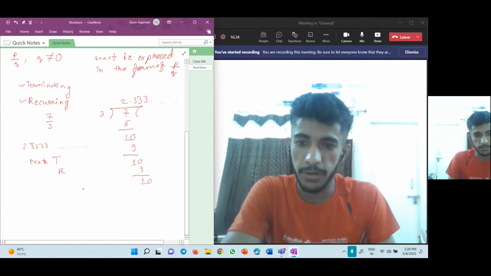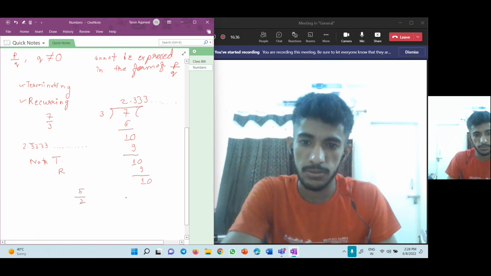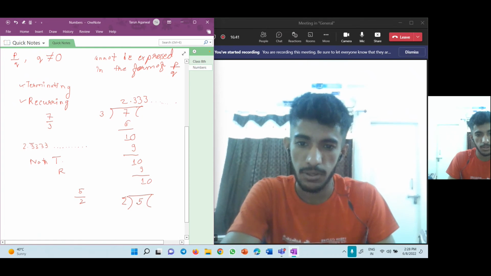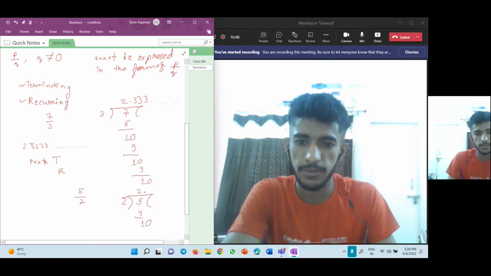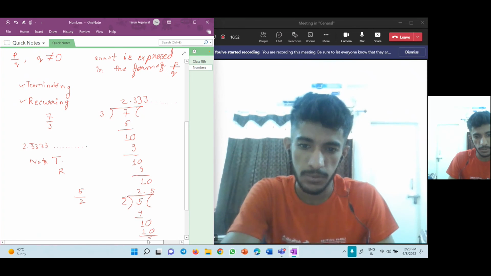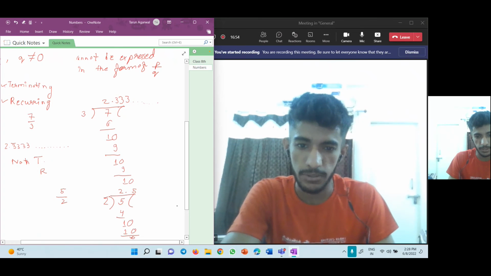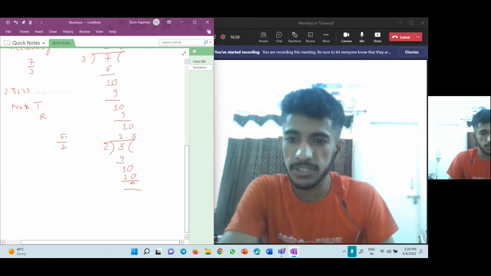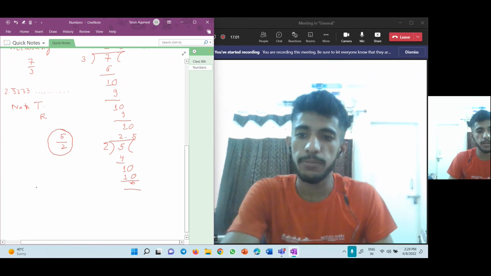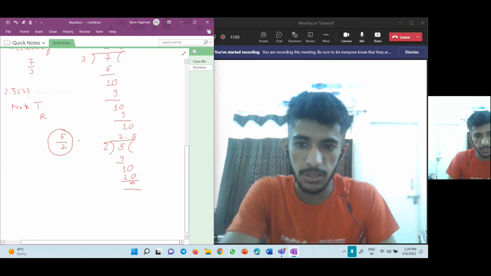Let's take 5 by 2. When we divide 5 by 2, it will go 2 twos are 4, and 1 remains, and the decimal will come here. It will go by 5. Here 10 will come. So the remainder is 0 here. Okay, so what can we say about 5 by 2? In fraction form, the answer is 2.5.